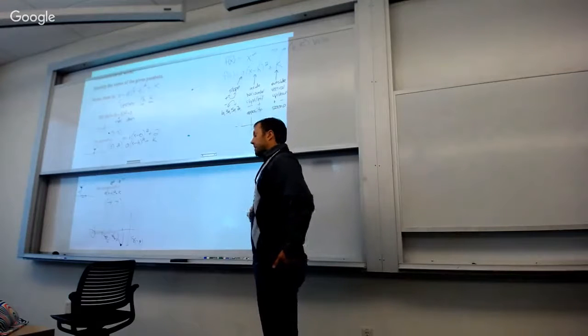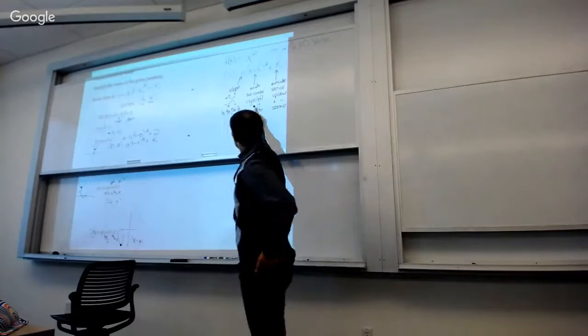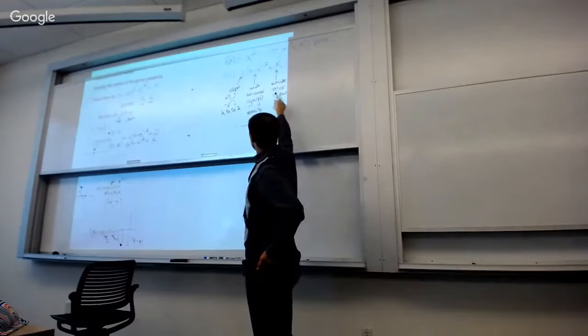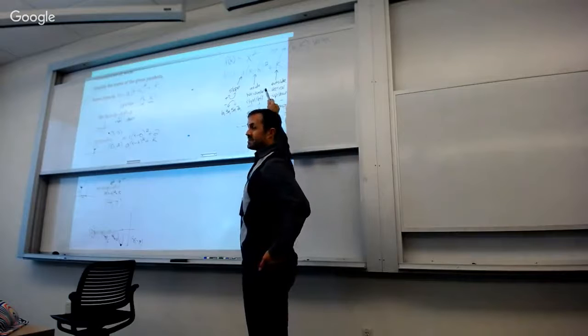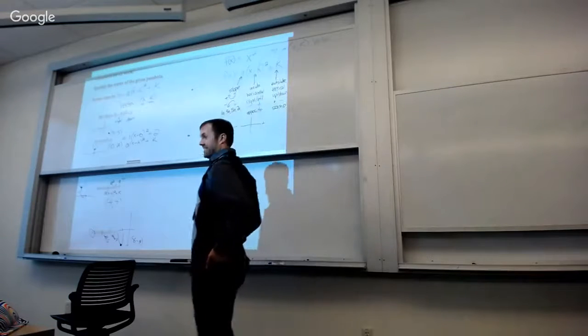So left is negative? Yeah, left is positive, right is negative, and up is positive, and down is negative. Yes, absolutely. I did intend for you to write this down. Those are good notes right there.